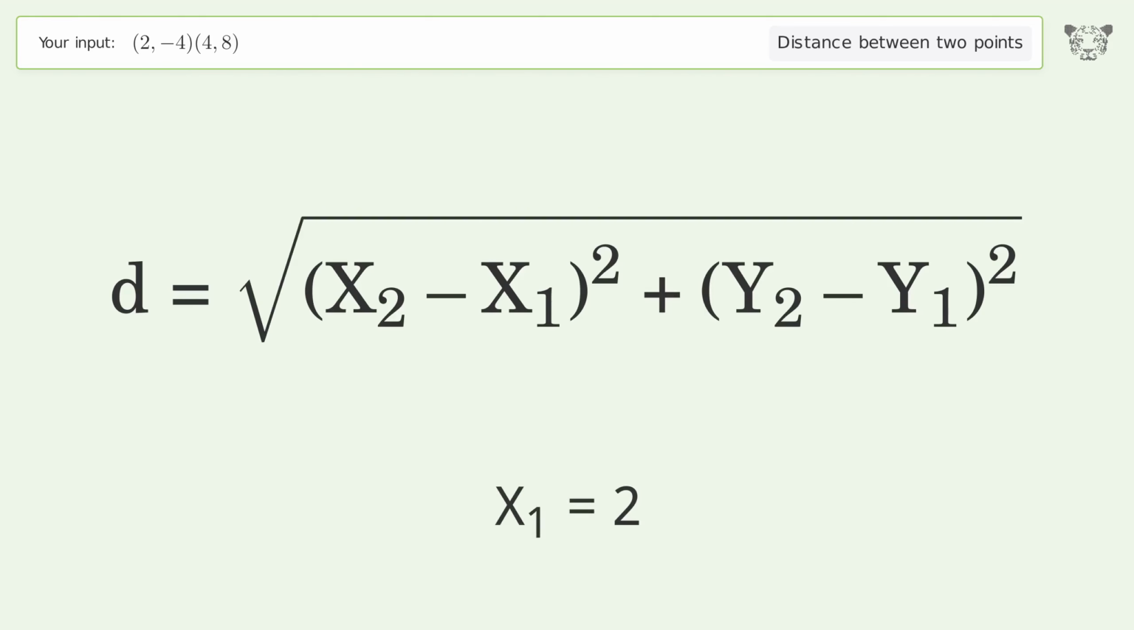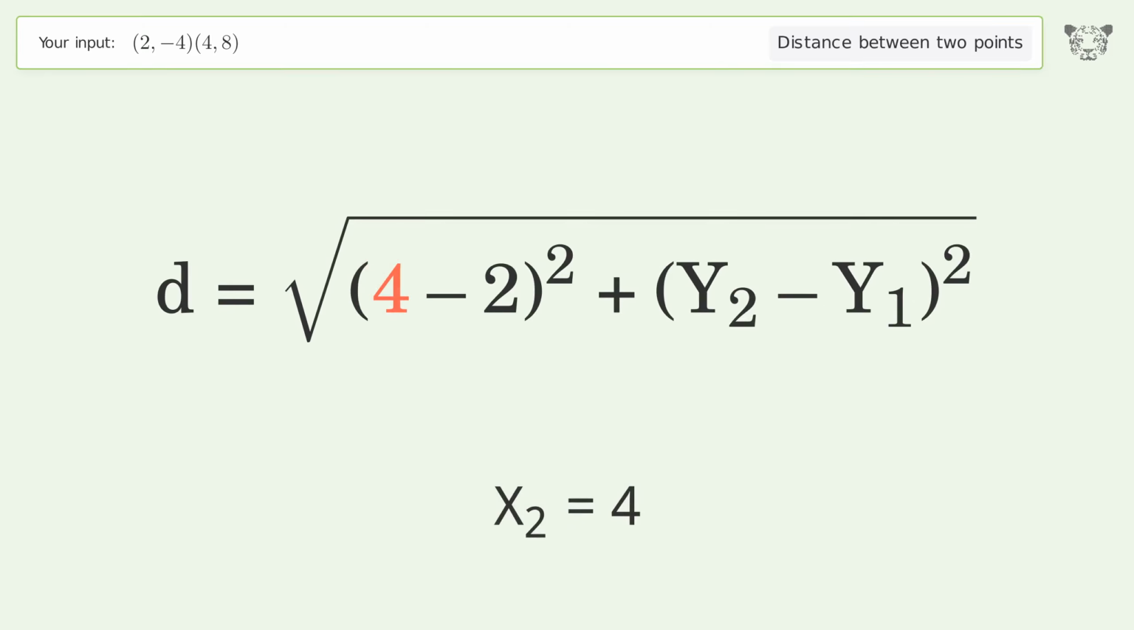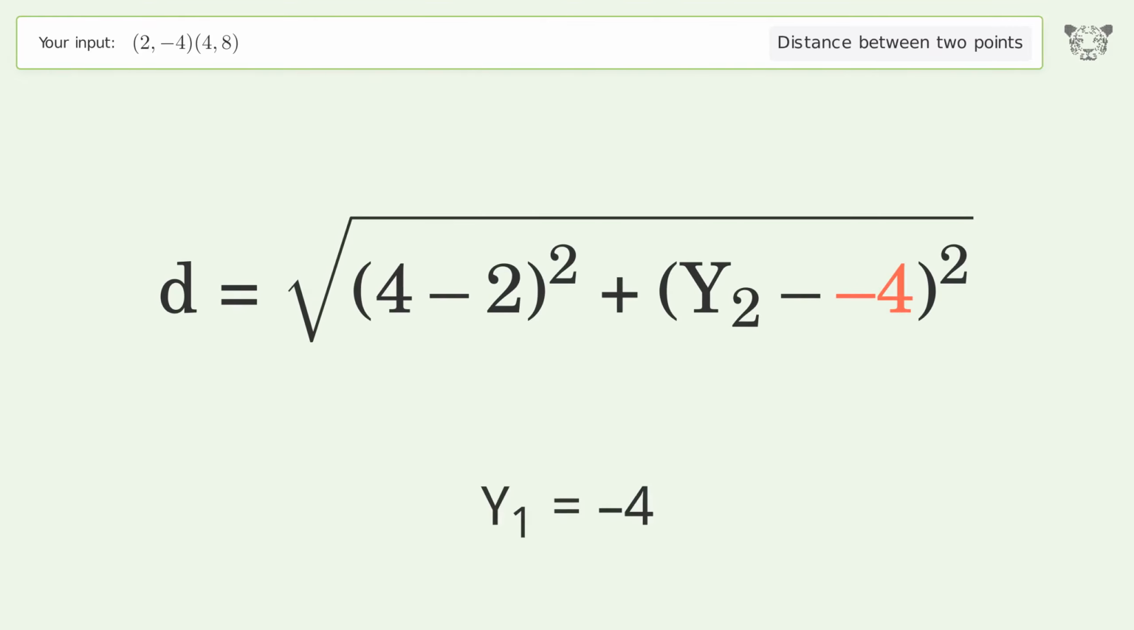x1 equals 2. x2 equals 4. y1 equals -4. y2 equals 8.